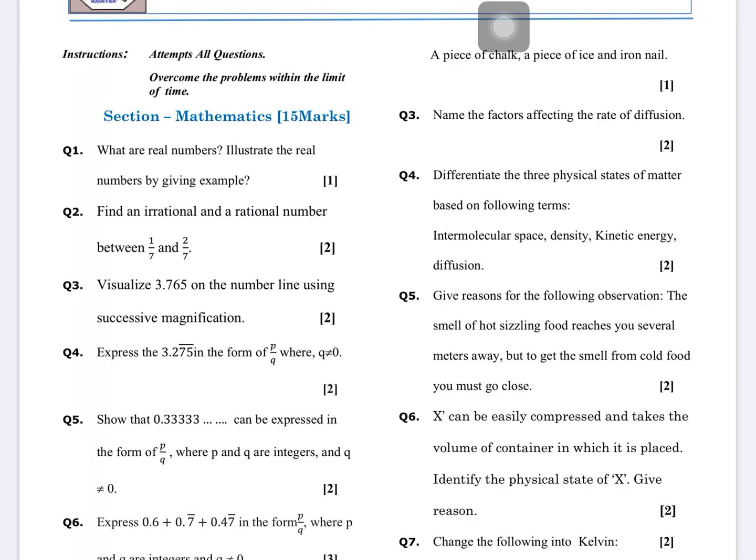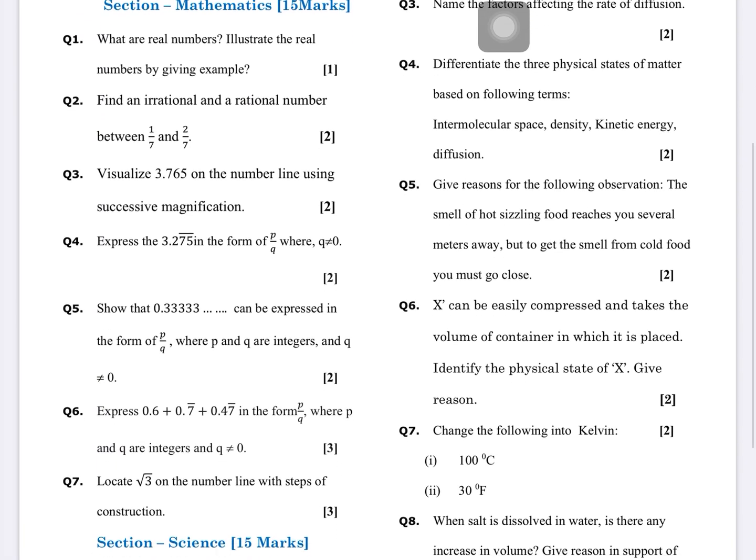Now, next question number 6. X can be easily compressed and takes the volume of the container in which it is placed. Identify the physical state of X. This is a value based kind of question, or a skill testing question. How can you apply your knowledge for understanding the situation?